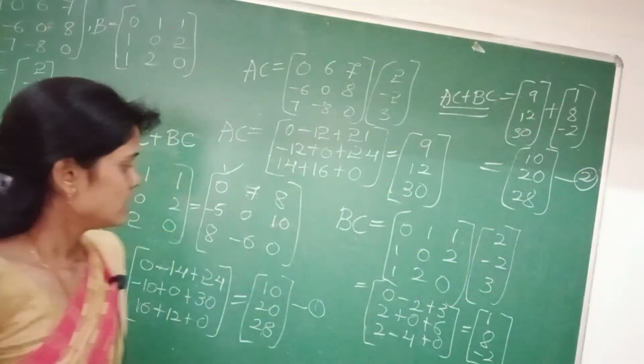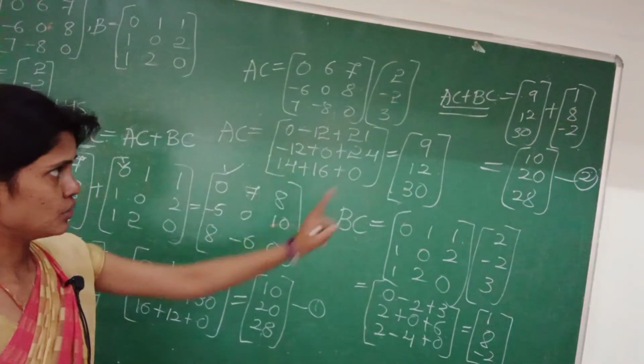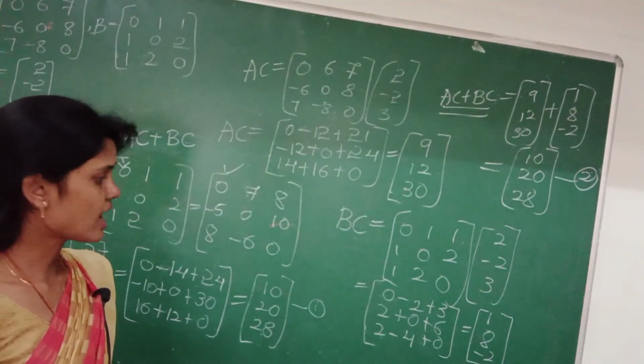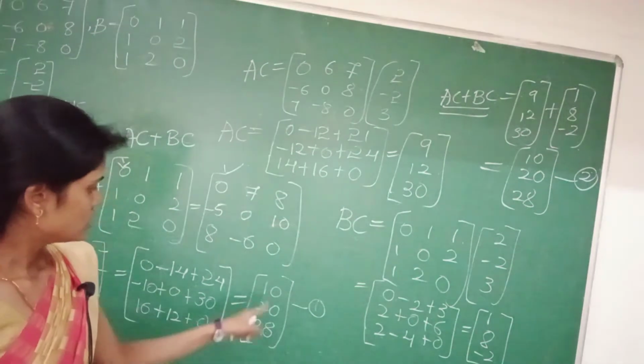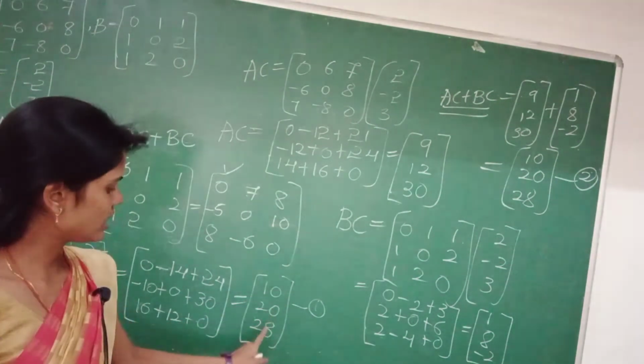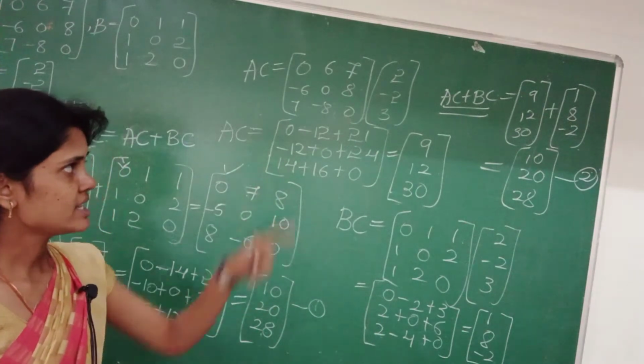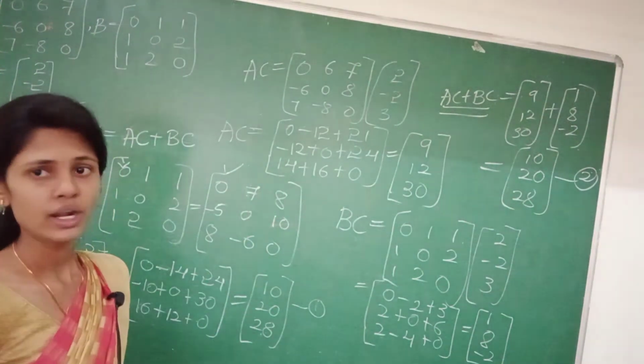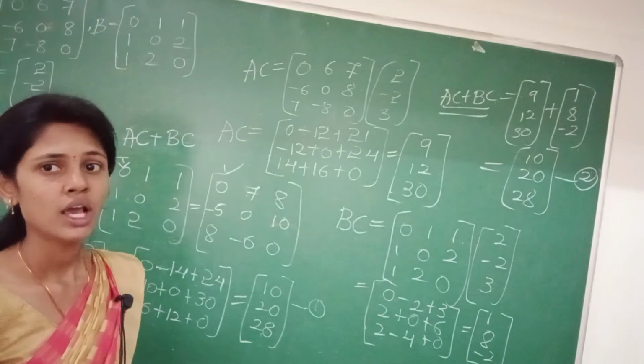So, check from equation 1 and 2 whether both are equal or not. So, (A plus B) into C is 10, 20, 28 and AC plus BC is also 10, 20, 28.